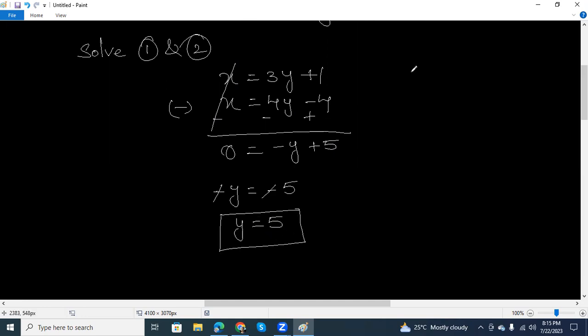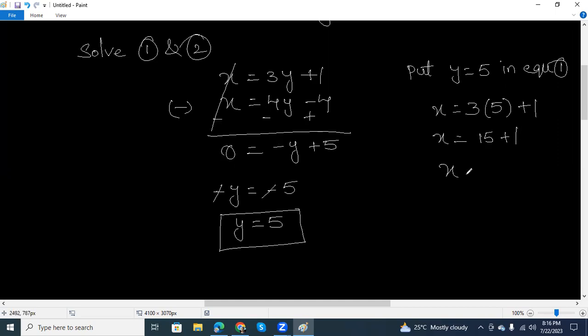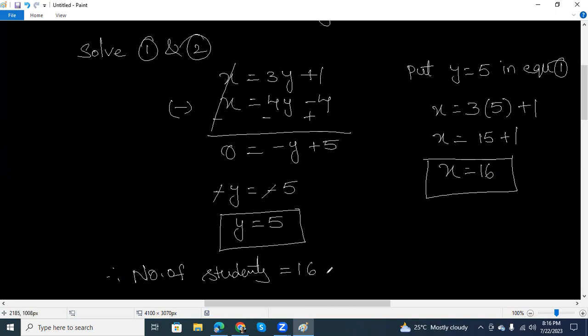Now let's put y is equal to 5 in equation 1. What is equation 1? x is equal to 3 into, in the place of y, put 5, plus 1. So x is equal to 3 fives are 15 plus 1. So x is equal to 16. So the number of students is equal to 16 and the number of benches is 5.